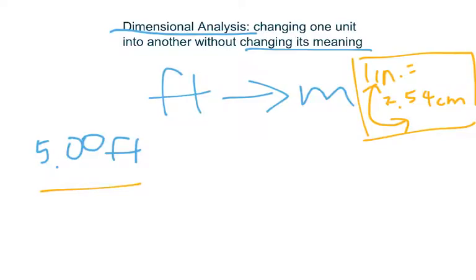Why did I say 5.00 instead of 5? Well, we're doing significant figures this time. So, after you learned significant figures from the last video, it's time for you to apply it in this example problem. So, let's start off by looking at 5 feet, and let's try to get rid of the feet measurement and replace it. But how do you do that?